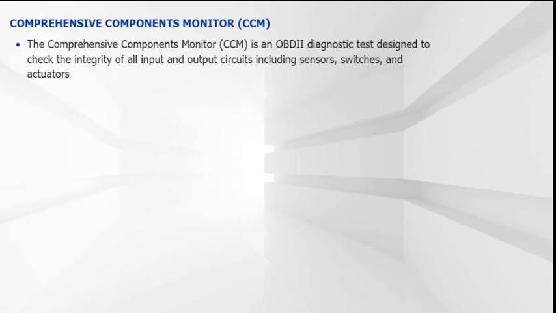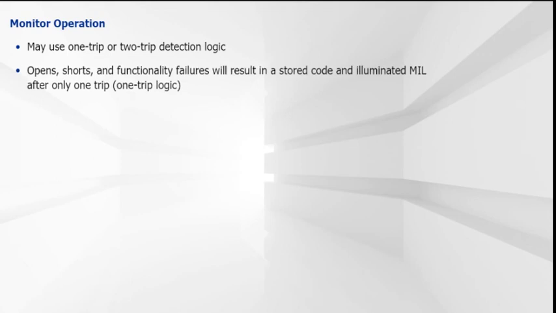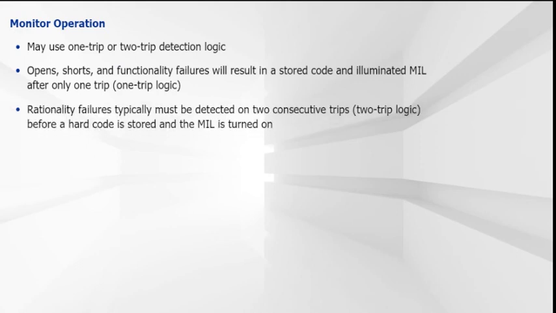Comprehensive Components Monitor, or CCM, is an OBD II diagnostic test designed to check the integrity of all input and output circuits, including sensors, switches, and actuators. The majority of these devices are not tested by other monitors. CCM input tests may use 1-trip or 2-trip detection logic. Generally speaking, opens, shorts, and functionality failures will result in a stored code and illuminated MIL after only 1-trip logic. However, rationality failures typically must be detected on 2 consecutive trips, or 2-trip logic, before a hard code is stored and the MIL is turned on.